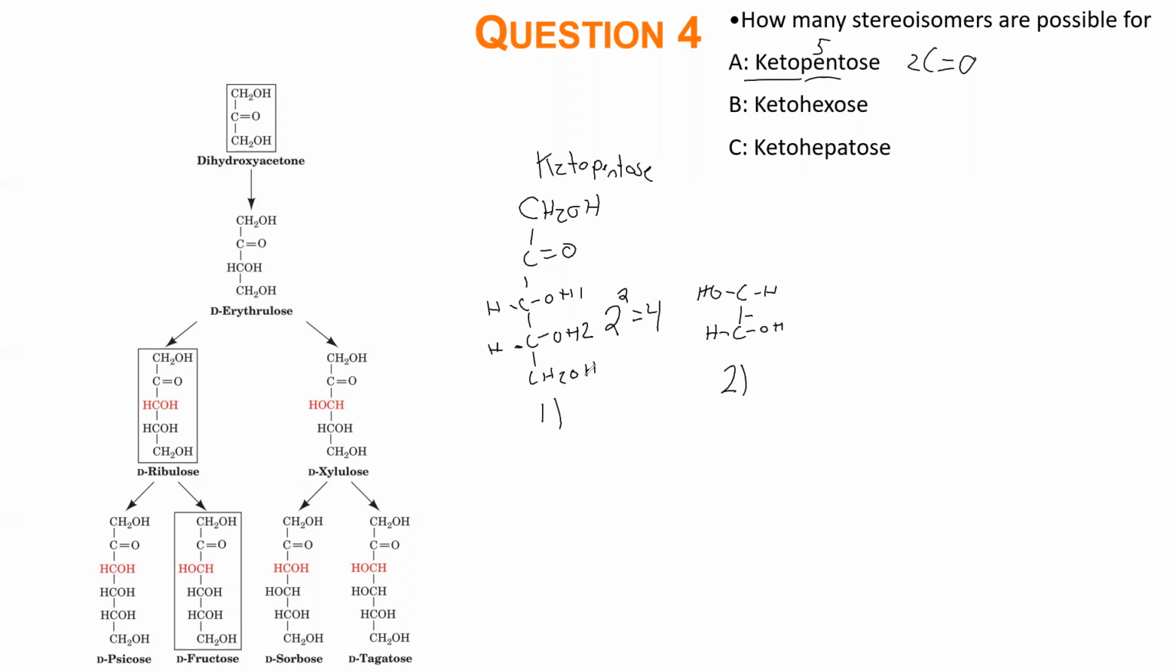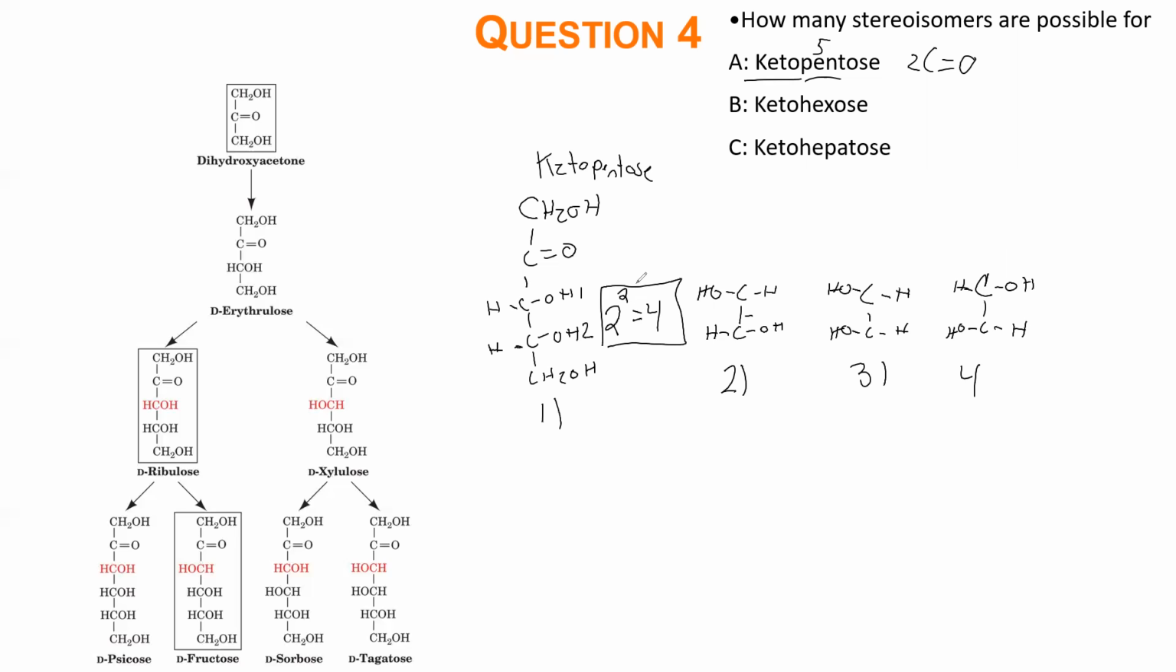And I'm not drawing the rest of this, just the chiral carbons to make this faster. Version 3 is if they're both on the left. And version 4 would be if this is on the right, but this is on the left. So those are the different keto pentoses I can have. Again, the math is relatively easy here: 2 to the power of chiral carbons.